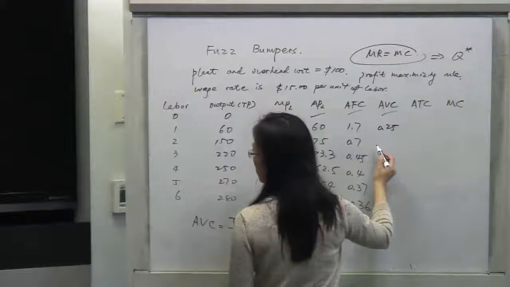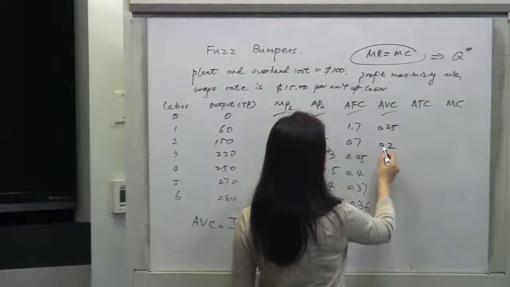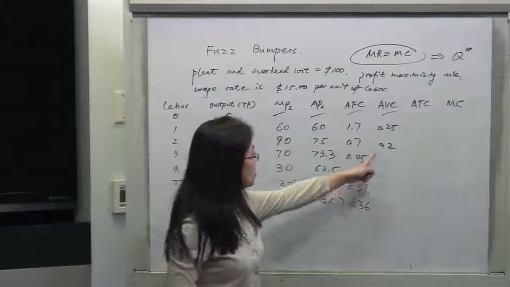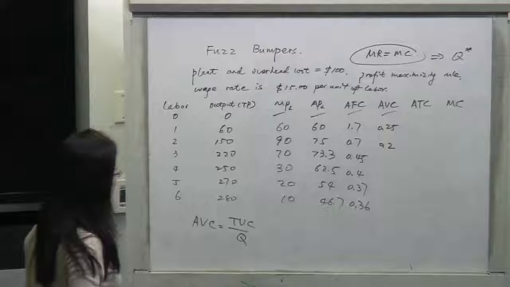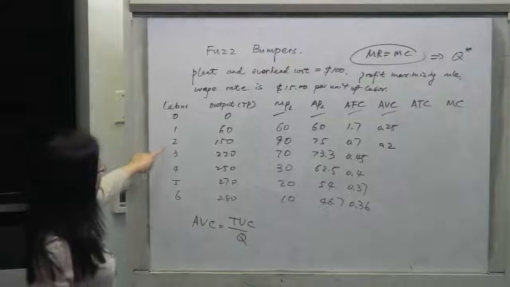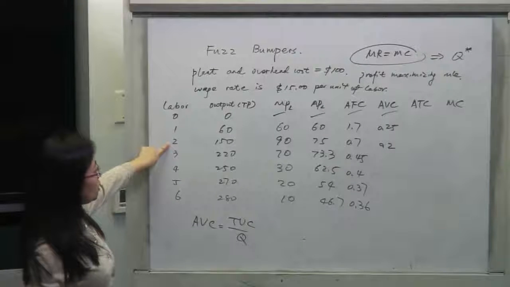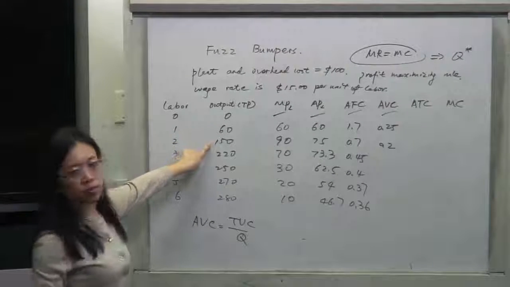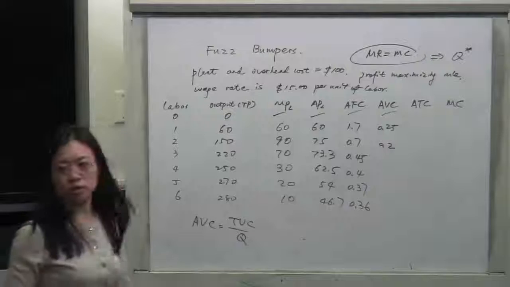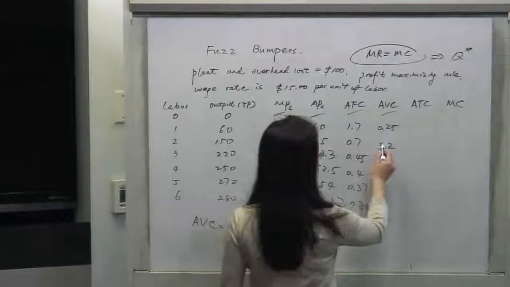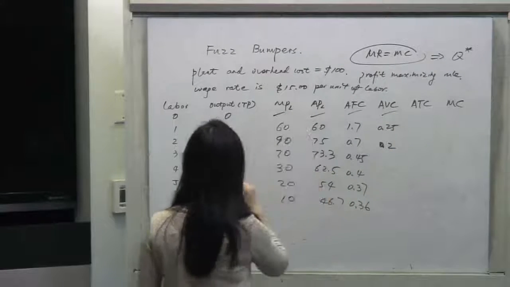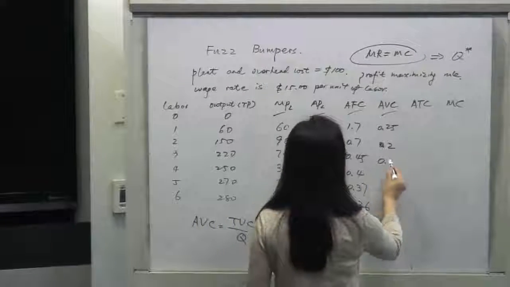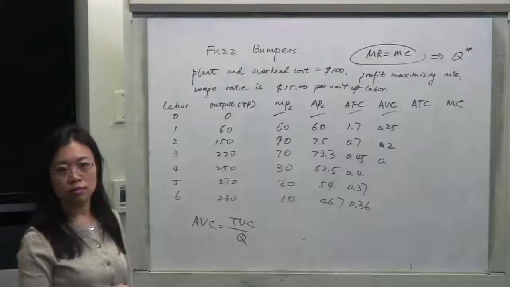The second one, I got 0.5. Let's check. 2 multiply 15 should be $30, right? Oh yeah, I divided wrong. $30 divided by 150 should be 0.2. So 0.2. Next one, I got 0.2 too.